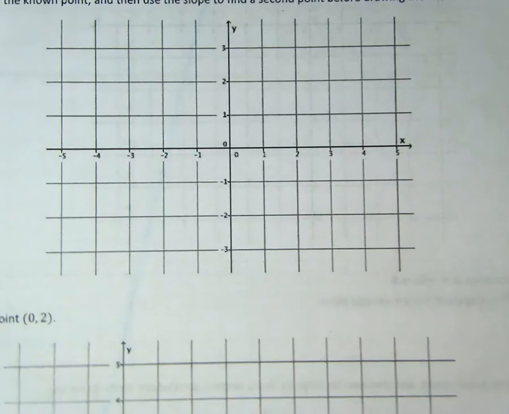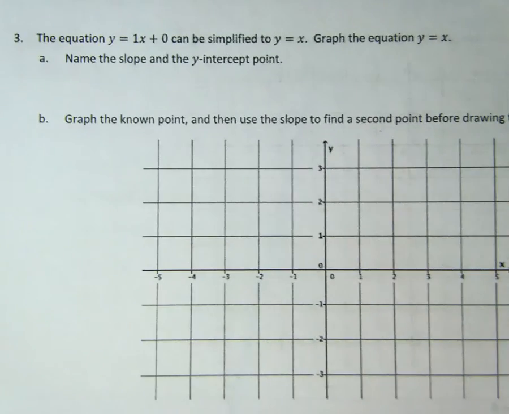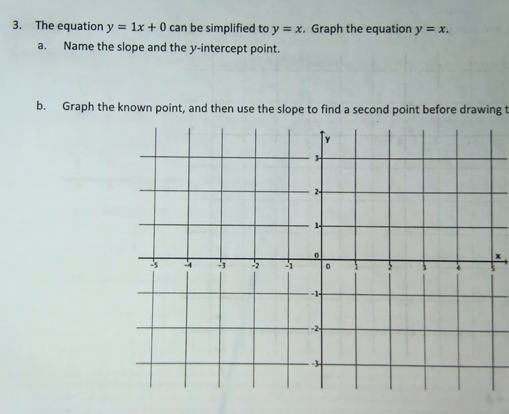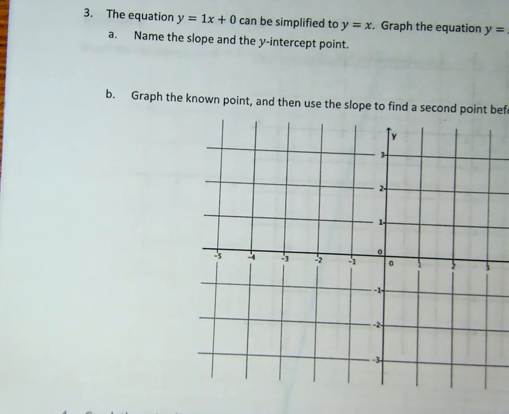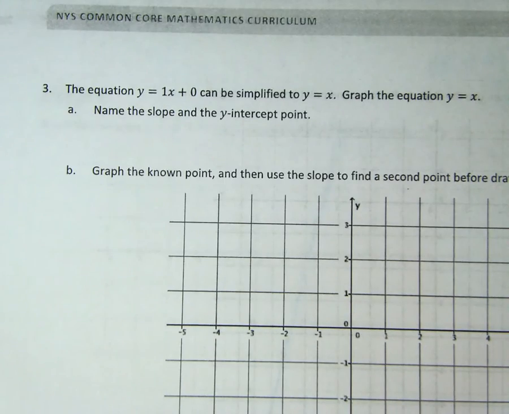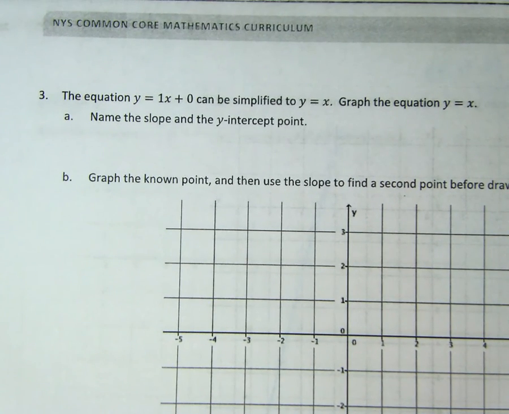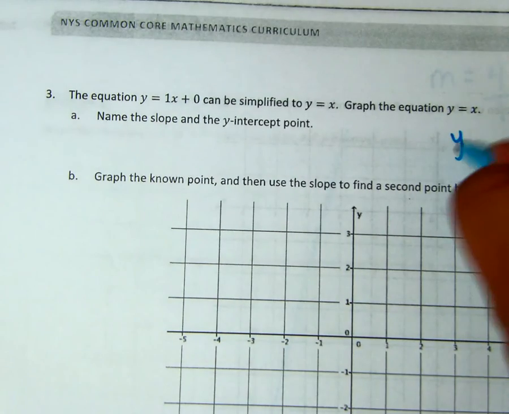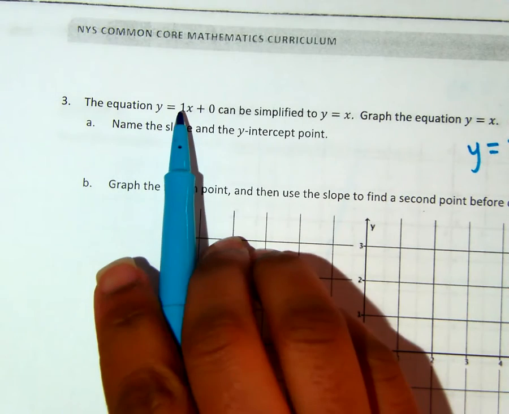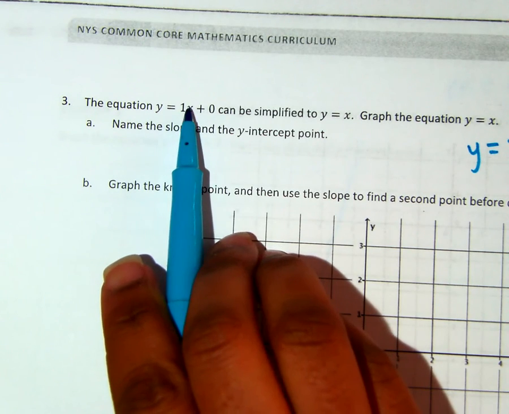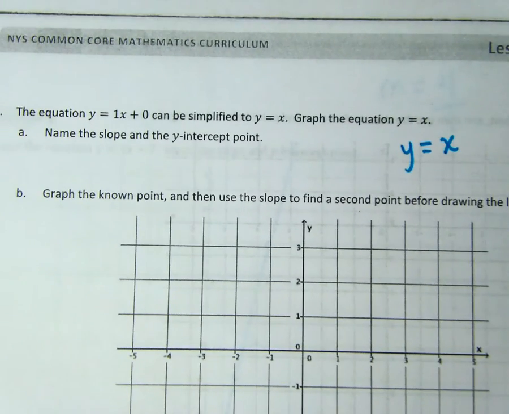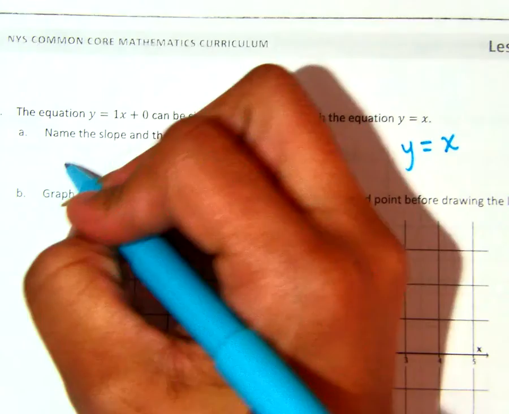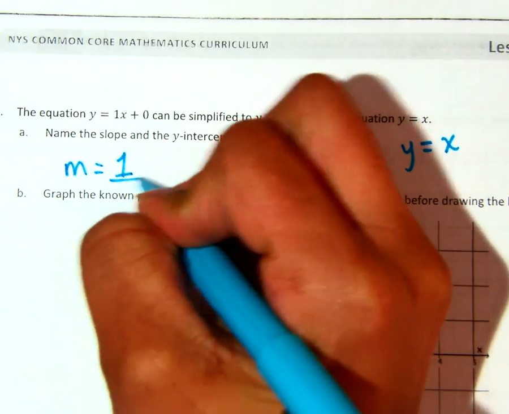Example 3. Same prompts. Type your answers in the boxes. Alright, so in the equation y equals 1x plus 0, we can actually simplify this equation into y equals x. Anytime I see a 1 attached to the variable x, I know that that's just 1 times x, so I just have an x. And because I'm adding nothing, I can just get rid of that. So if I want to name the slope in this line, m is actually going to equal 1. Let's make it a fraction, 1 over 1.